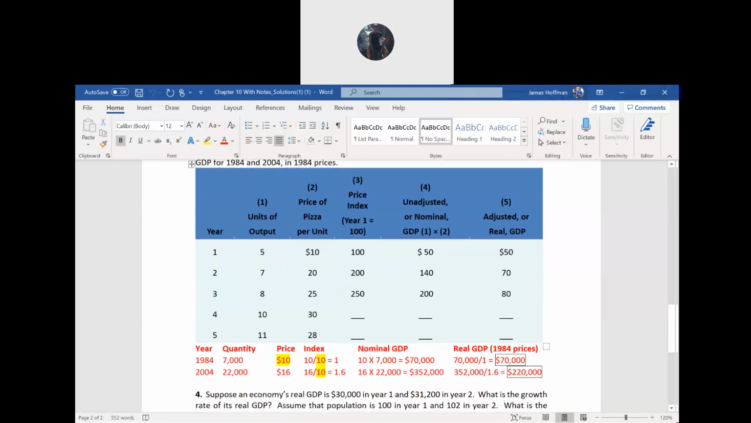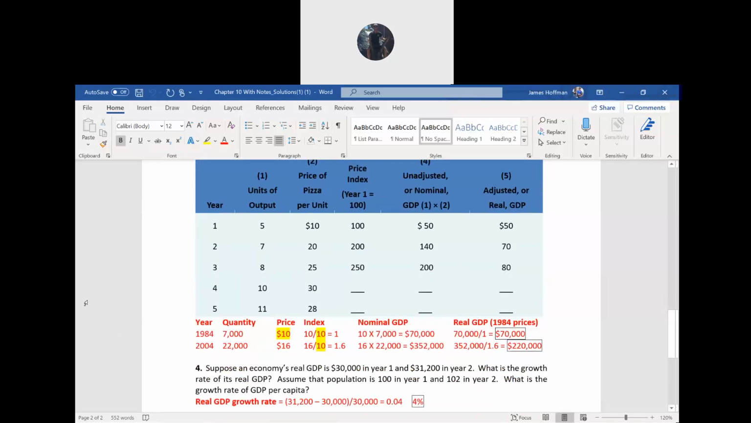All right, so this is from the PowerPoint. I just wanted to show that you use these categories, and then we can transform nominal GDP into real GDP. Okay, so here are the years: 84 and 2004. Here's the quantity, so 7,000 and 22,000, and here were the nominal prices, $10 and then $16 per bucket.